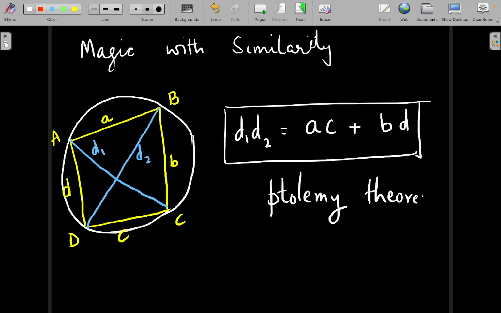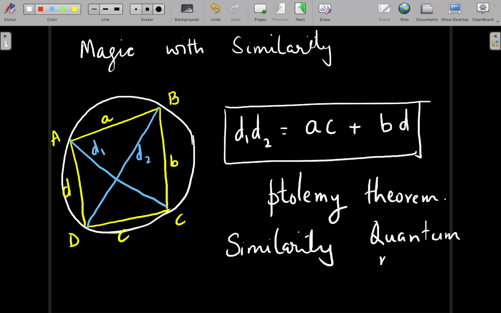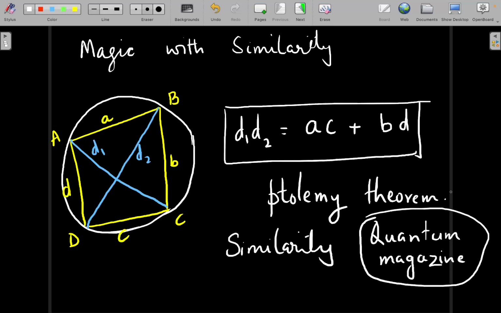Now, there are many proofs of Ptolemy's theorem. The one that I'm talking about is based on similarity, and it is taken from an article that appeared in Quantum magazine, which was in collaboration with the Russian magazine Quant. And the big difference, of course, is that Quantum magazine is in English, and it'll be possible for me to also attach the original article in my Google Classroom.